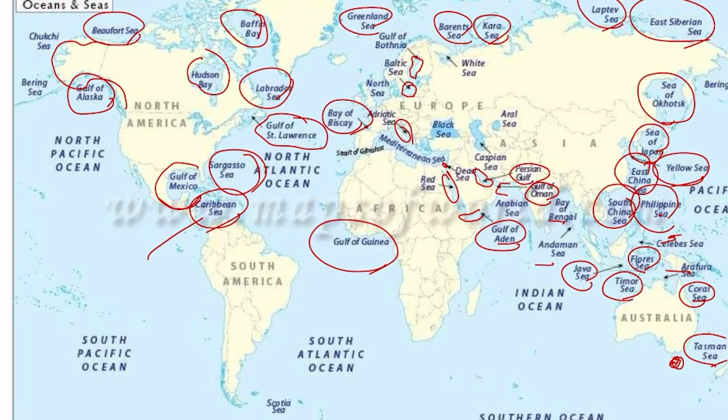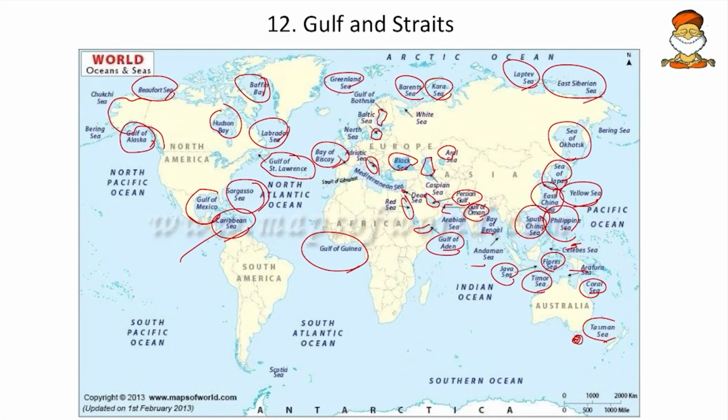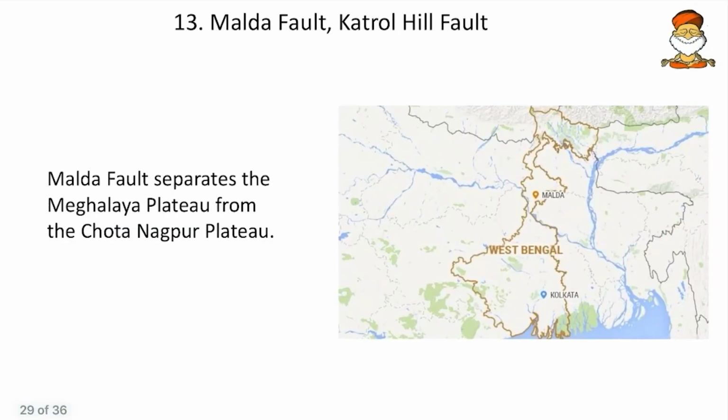So these are here. Then Black Sea, Aral Sea, Caspian Sea. So remember this ACB. Okay, so these are some of the bays, seas, etc. So just a map work. Then come to next, Malda Fault and Katrol Hill Faults.